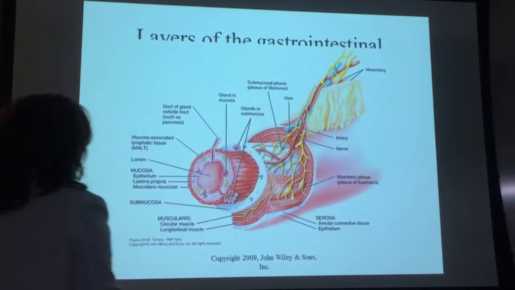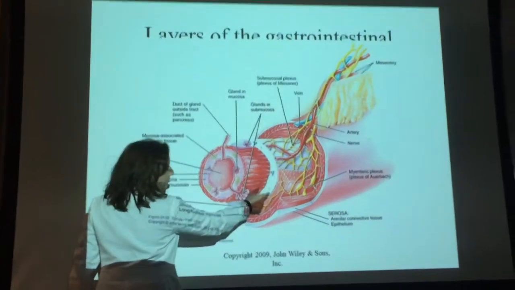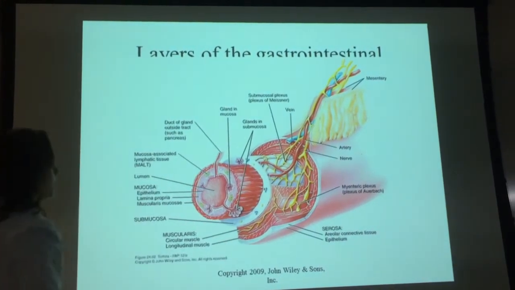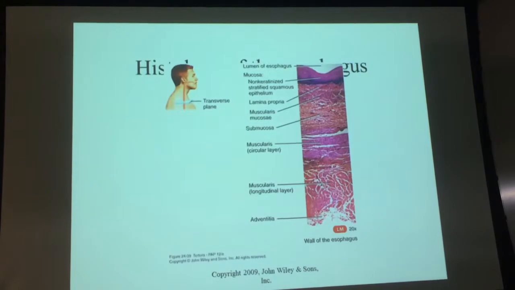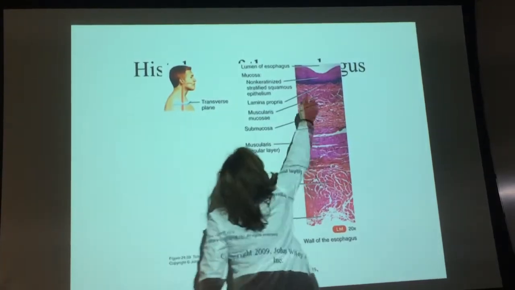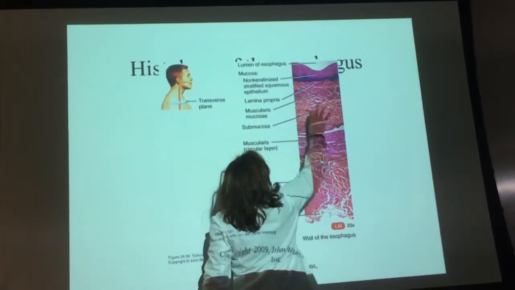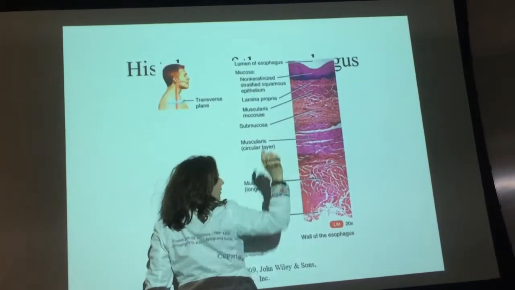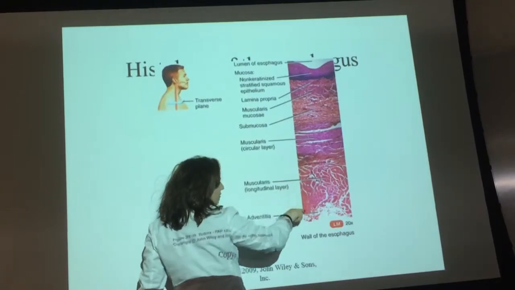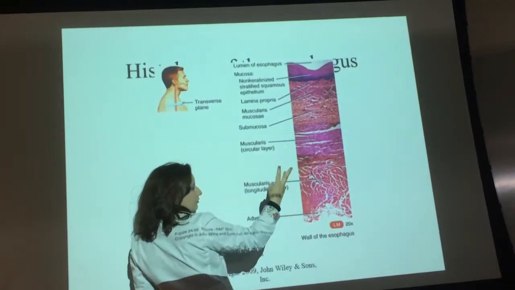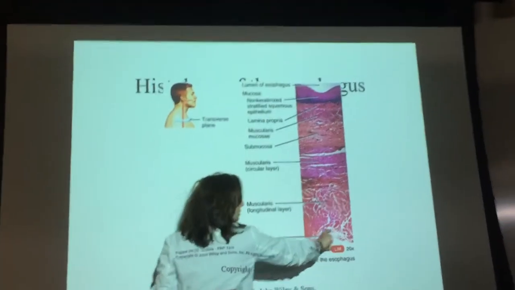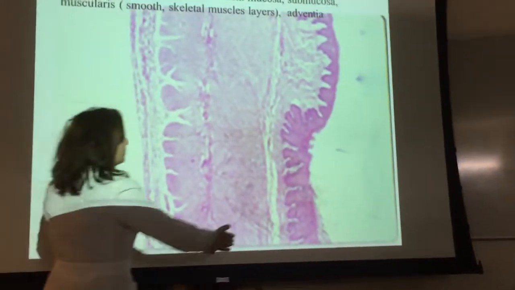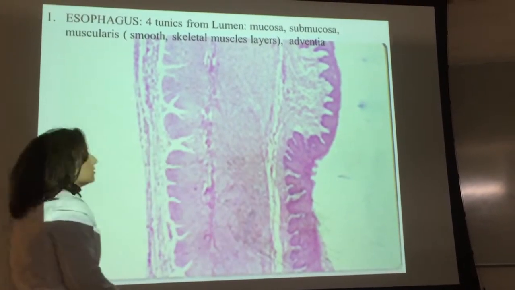So remember, you have mucosa, submucosa, muscularis, and serosa or adventitia, depending on what part it is. Okay, so again, you have mucosa, all of this up to here, then submucosa, then muscularis, all the way through here. This one is just showing you two, but in the stomach there are three, right? And then serosa or adventitia is down here. Okay? So this is the esophagus. Remember, think of the esophagus as a tube, and this looks like a tube.